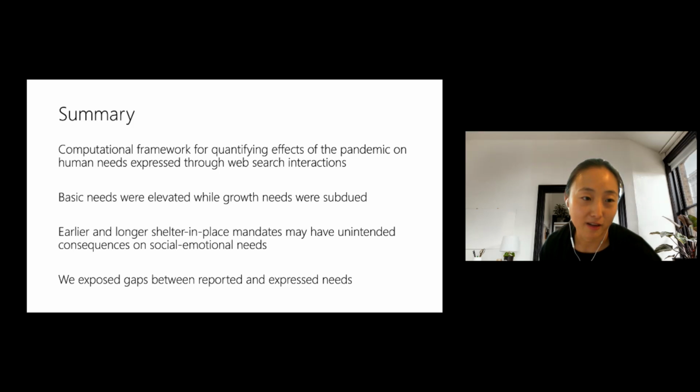So in summary, I've introduced a computational framework for quantifying the effects of the pandemic on human needs expressed through web search interactions. We found that basic needs such as physiological and safety needs were elevated, while growth needs such as self-actualization were subdued. Earlier and longer shelter-in-place mandates may have unintended consequences on social emotional needs. We also exposed gaps between reported and expressed needs, prompting further investigation into how to improve access to these critical resources. So where do we go from here?